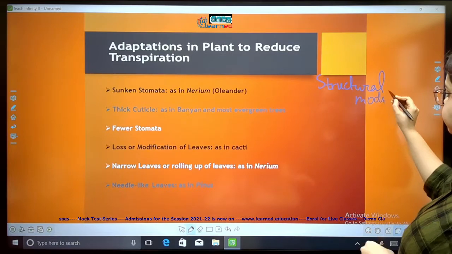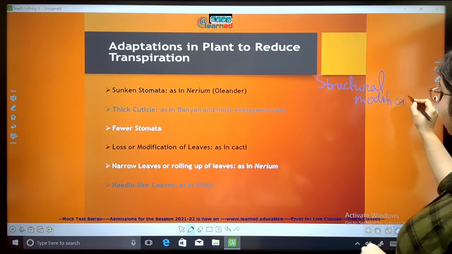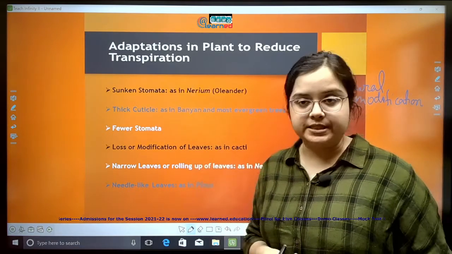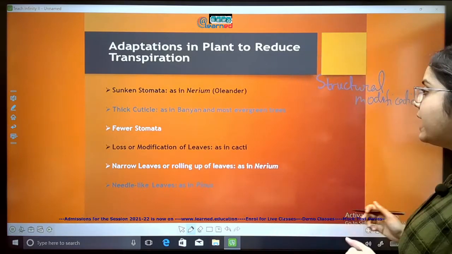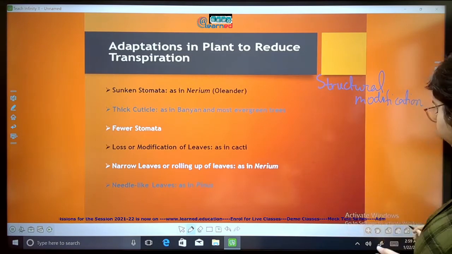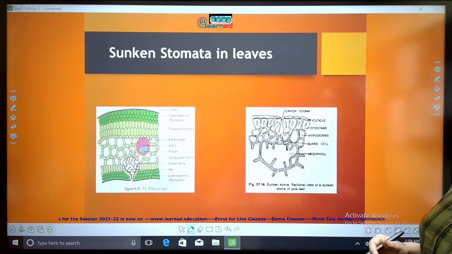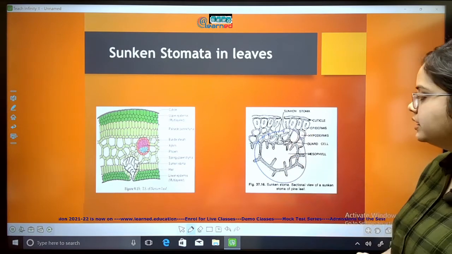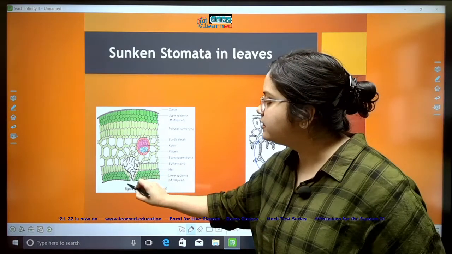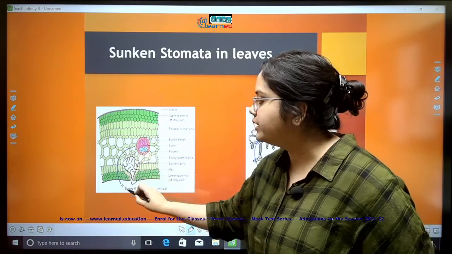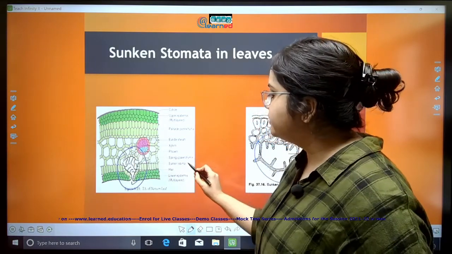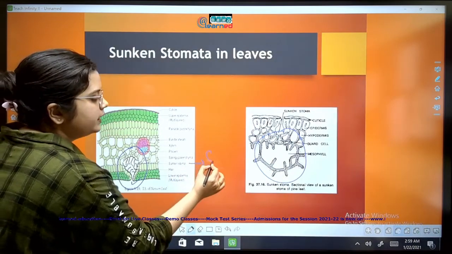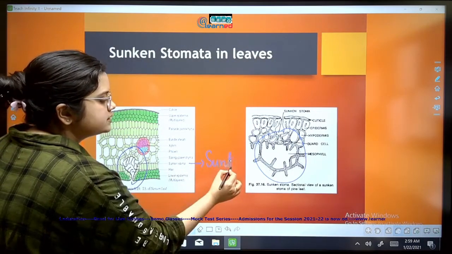Structural modifications. What are these structural modifications? One is sunken stomata, as in the plant called nerium, which you can see in the next slide. In this slide, this is the sunken stomata. You see the opening is so narrowed in this case. This is the sunken stomata in the leaves of nerium plants.